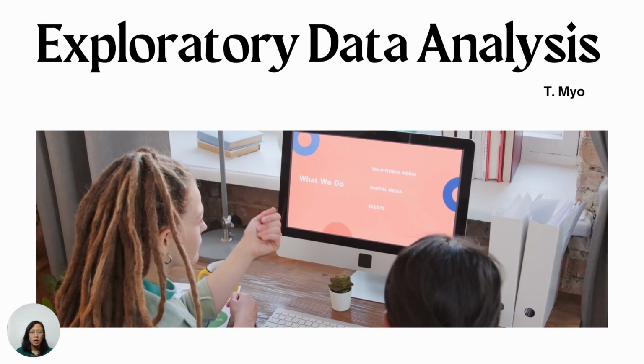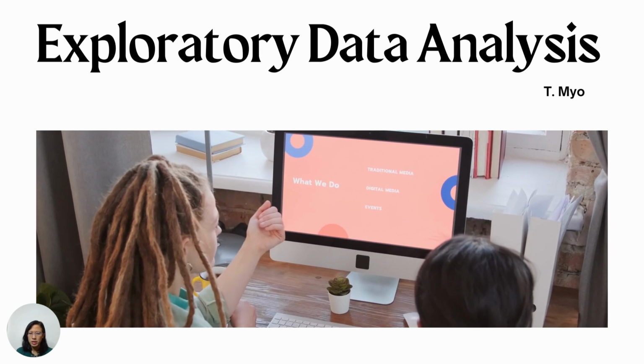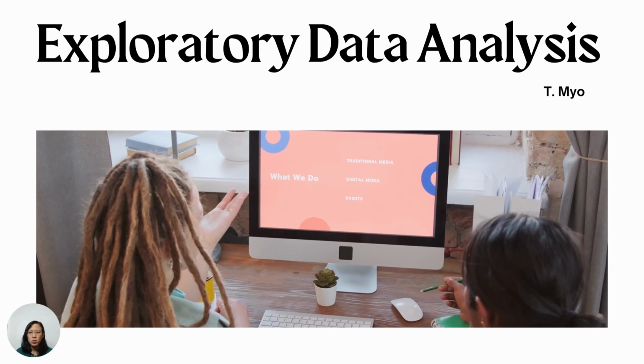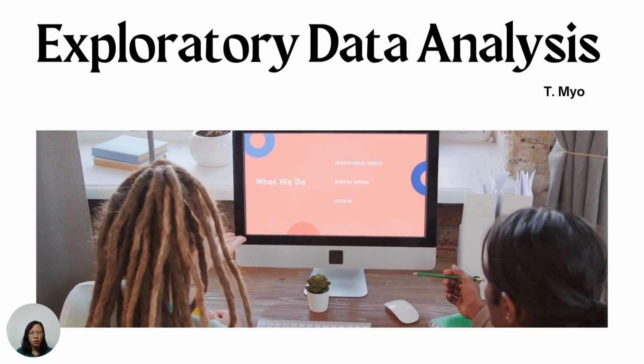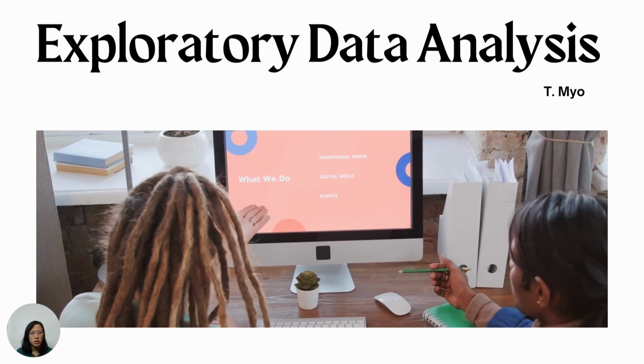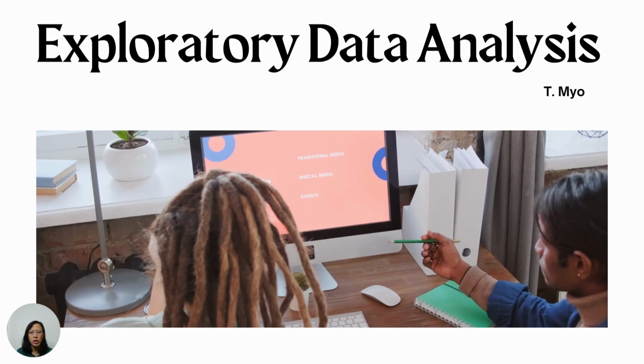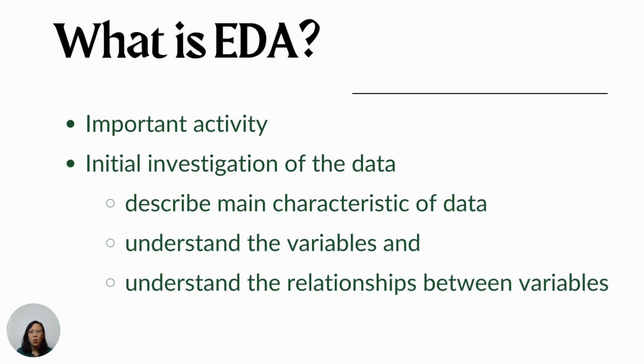So far, we have learned how to import the data and you did the data cleaning, right? And today we are going to learn the next important step of the data science project, which is exploratory data analysis. In short, we usually call it EDA. What is EDA?